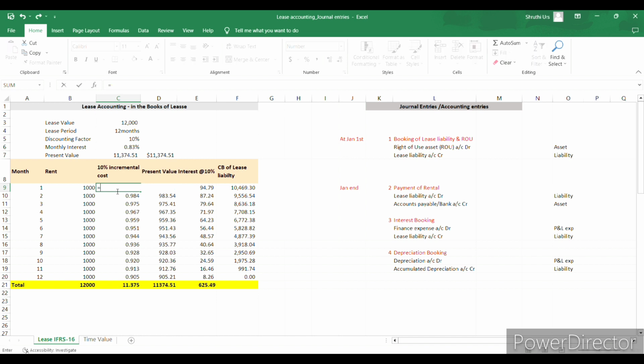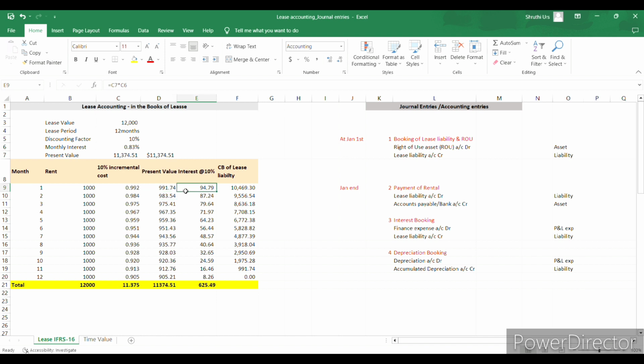So the present value formula would be 1 divided by 1 plus R, R is the rate of interest, power n. N is a number of period or the term. So 0.992 is my PV factor. Now the present value would be rent multiplied by present value factor. So we will arrive at the present value.